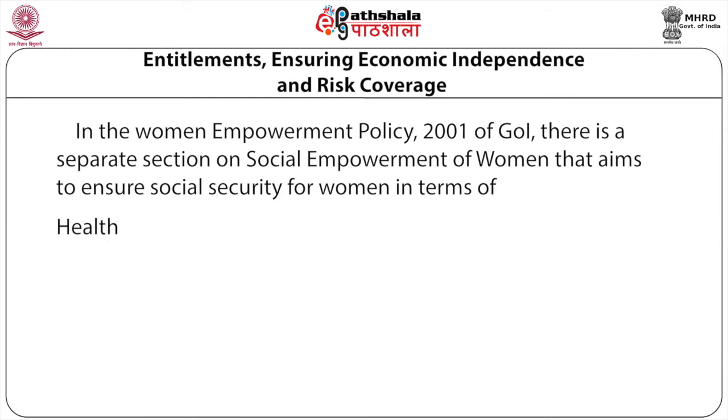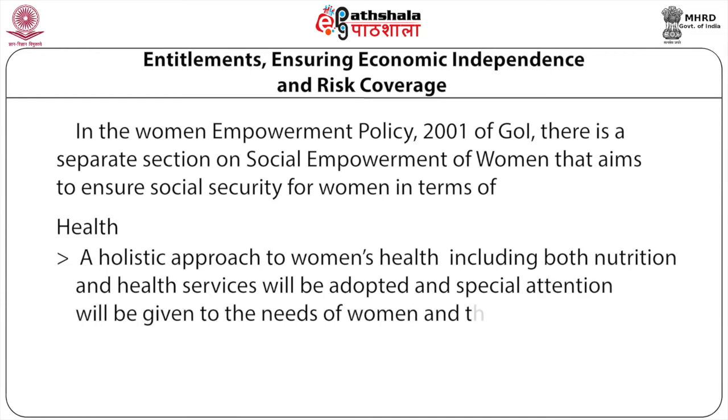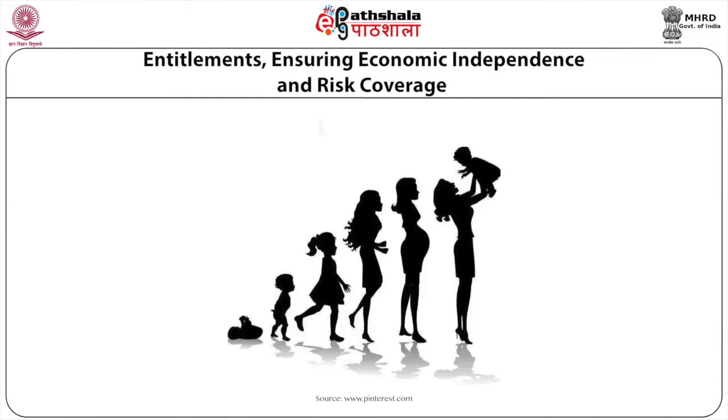When it comes to health, the social security that the Women Empowerment Policy promises is a holistic approach to women's health, including both nutrition security and health security, with special attention to the needs of women and girls at all stages of the life cycle. Earlier, the population program would focus only on the 15 to 45 age group of women who procreate. But then women in early childhood, the 0 to 14 age group, were left out, and no one would focus on elderly women. But the Women Empowerment Policy says that throughout the life cycle of women you should provide social security.